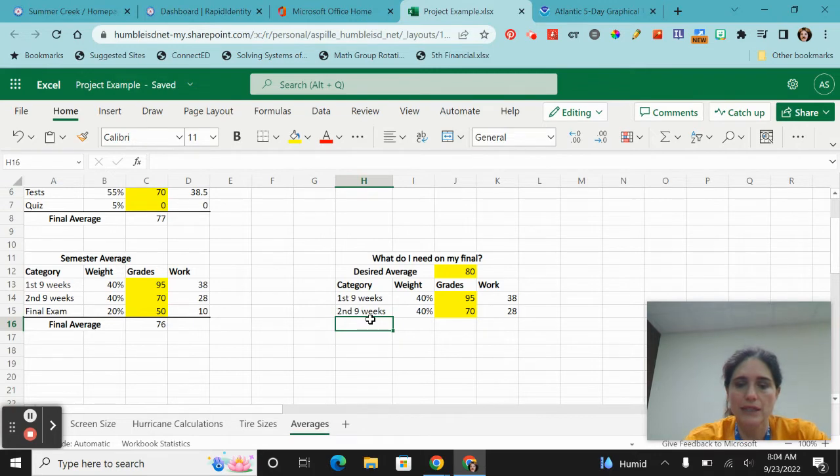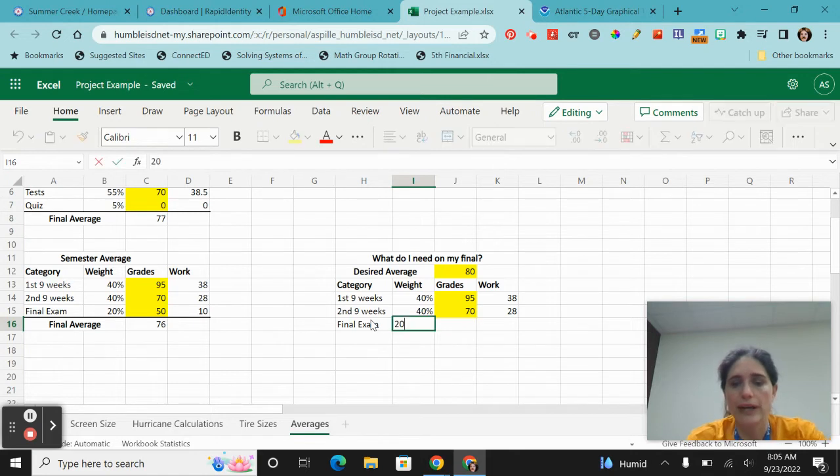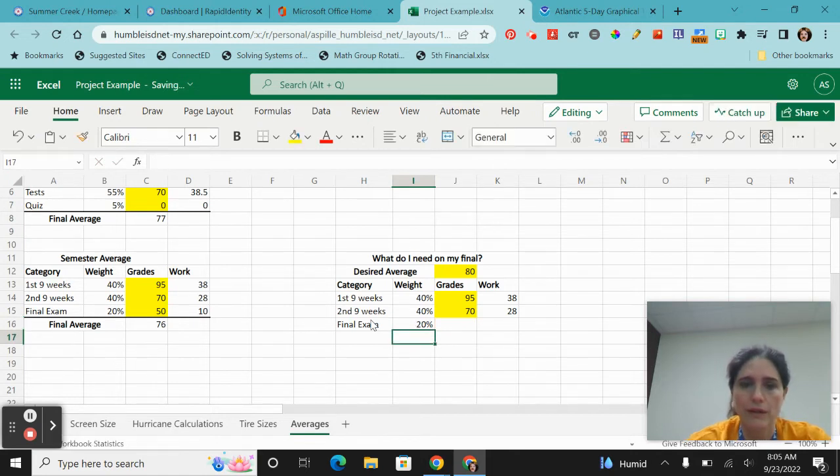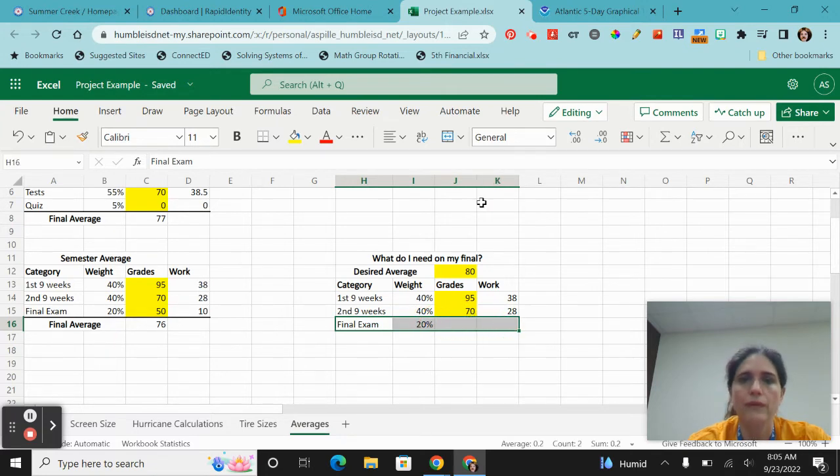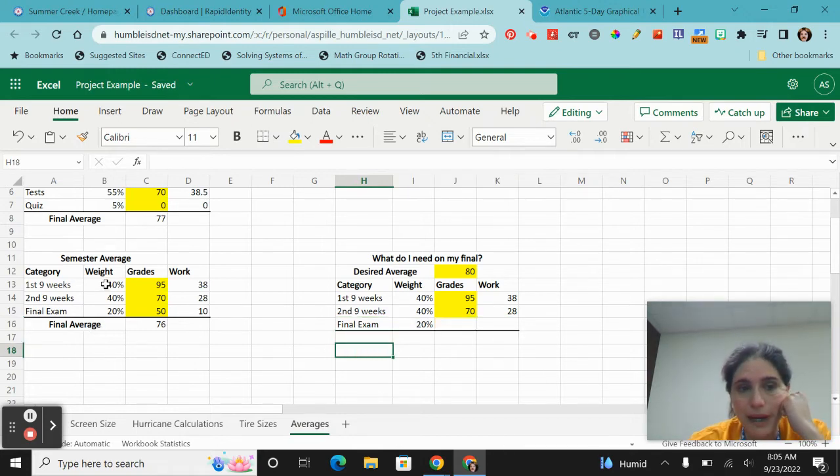Okay, so next is final exam. I don't know the grade of the final, that's what I'm trying to find, but I do know the weight, and the weight is 20%. Now, the way that I find a normal average is I take the weight multiplied by the grade, weight by the grade, weight by the grade, and then I add those up to get the total.